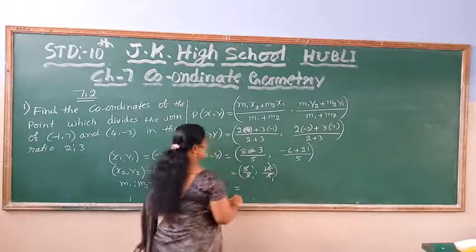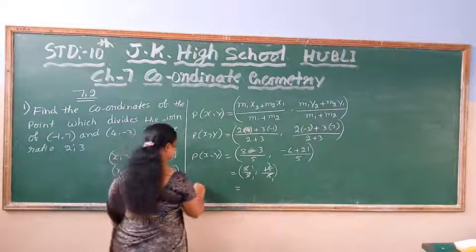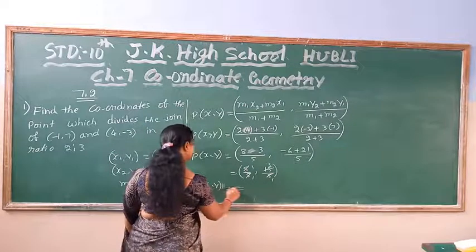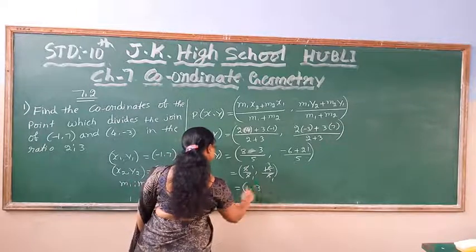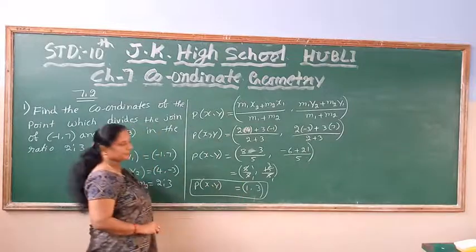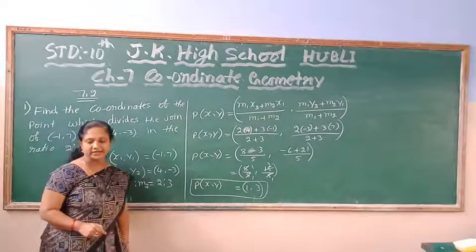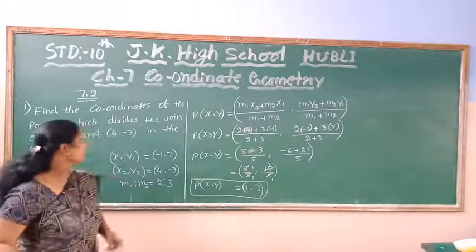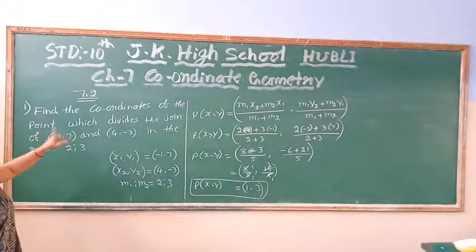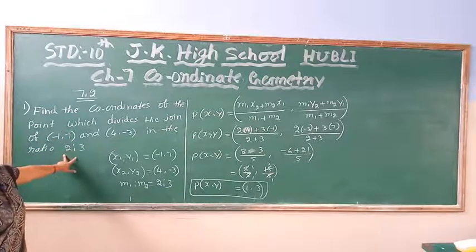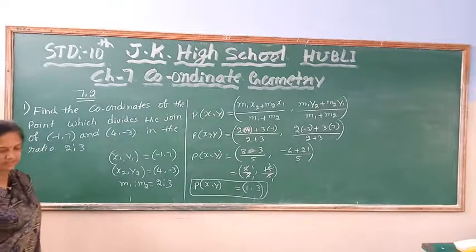So the coordinates of P, which is dividing the line in the ratio 2:3, are (1, 3), children. The x value is 1 and the y value is 3. I got the coordinates according to the question. What did they ask us? They asked us to find the coordinates of the point which divides the join of these two points in the ratio 2:3. So we got the answer.